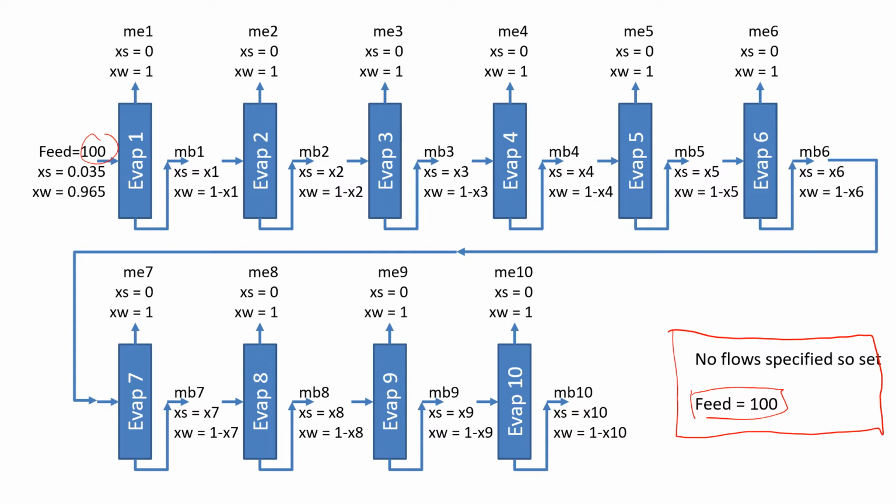And so all the flows will scale depending upon how we change the feed flow rate from 100. So if we increase it by a factor of 2, all the flow rates will increase by a factor of 2. If we reduce it by a factor of 2, they all reduce by a factor of 2. Let's go back and reread that problem statement and see if there's additional information we can use.